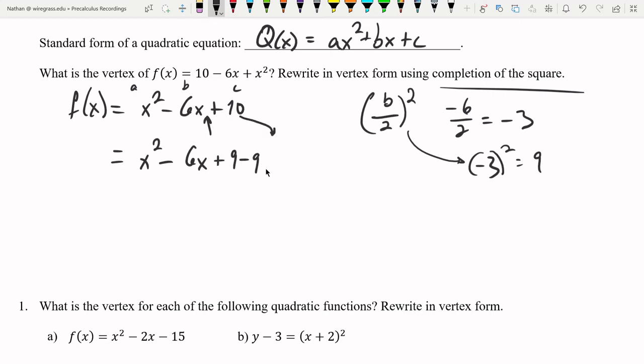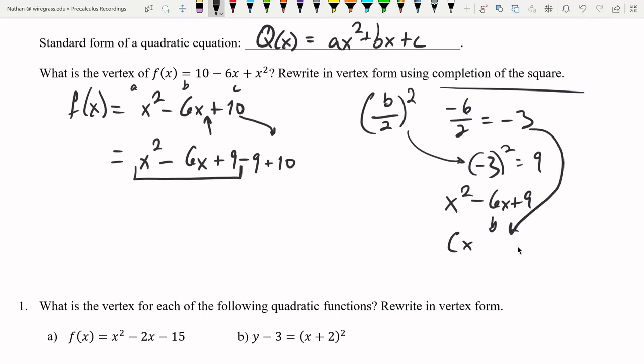And then we're going to bring down the 10. And it just so happens that this is a perfect square. If we factor it, this factors down into x minus 3 squared. I recommend you expand that yourself and show that that's actually true. Try and factor it yourself and show that it's true as well.